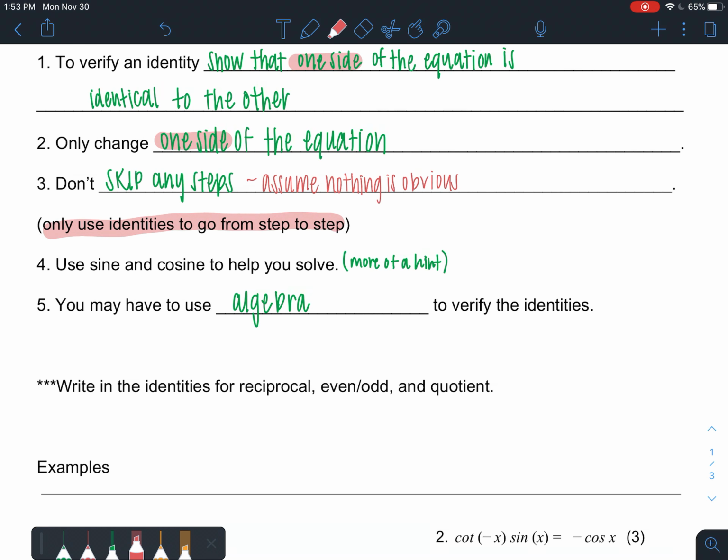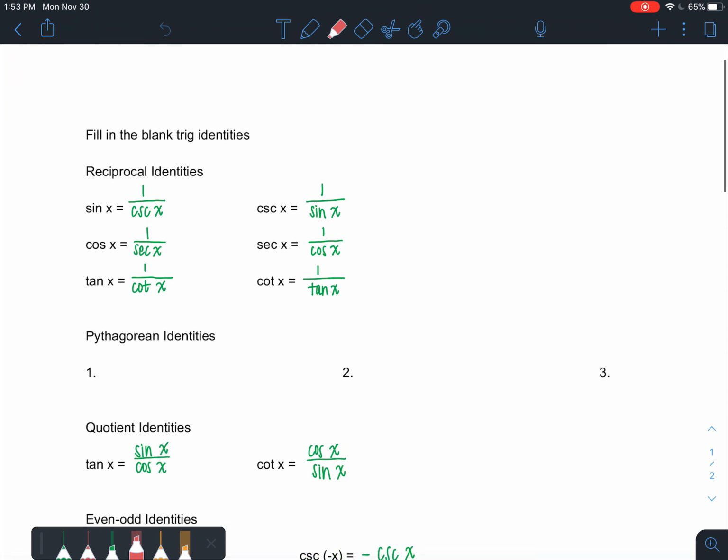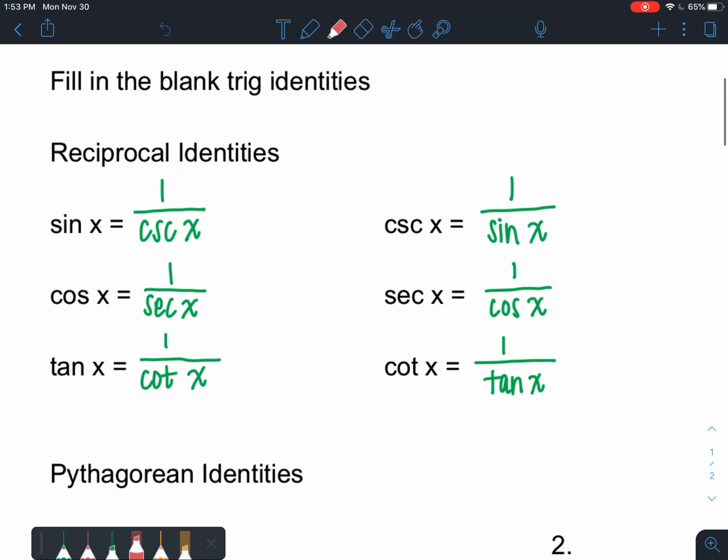On a separate sheet of paper or on a sheet that was given to you, you're going to write in these identities. Here's our identity sheet. It says fill in the blank trig identities. Now these ones we already know.